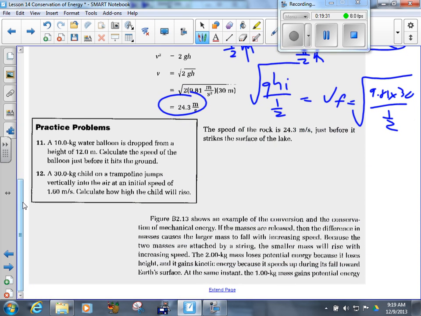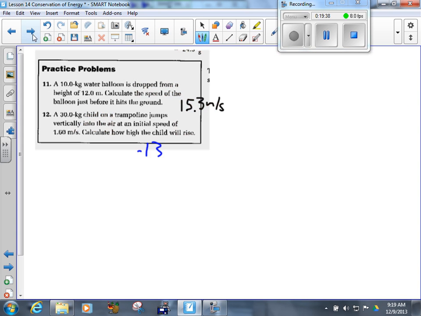All right. I want you guys to try these two. They are just like what we just did there. And I've got the key right there.